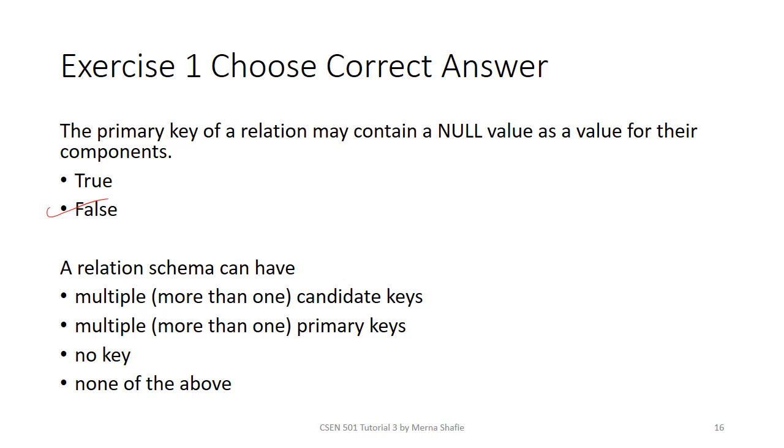The next exercise, a relation schema can have: multiple, more than one candidate keys, multiple, more than one primary key, no key, or none of the above. It may actually have multiple candidate keys. It cannot have multiple primary keys. Primary key is exactly one chosen candidate key. So I have only one primary key always. I cannot have no key. Every relation in the database has at least one key, and truly we have one correct answer, which is that we can have more than one candidate key in this case.